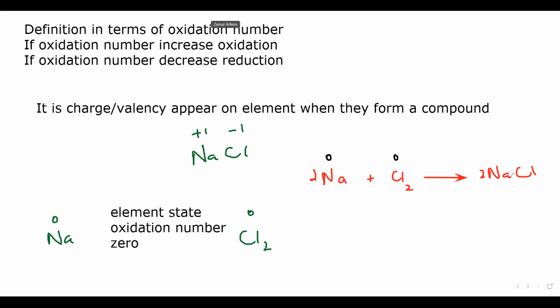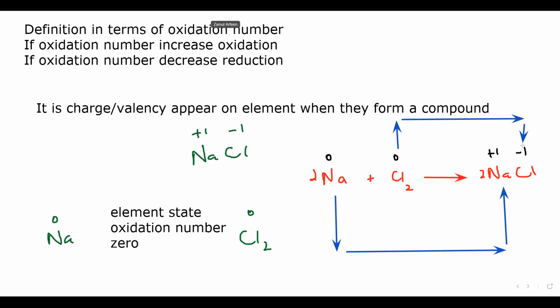But sodium chloride is a compound. In compounds, the element's oxidation number is the same as its valency. So sodium is group 1, it will be +1. And chlorine is group 7, it will be -1. So when we check the changes here, sodium is 0, it changes to +1, and chlorine is 0, it changes to -1.